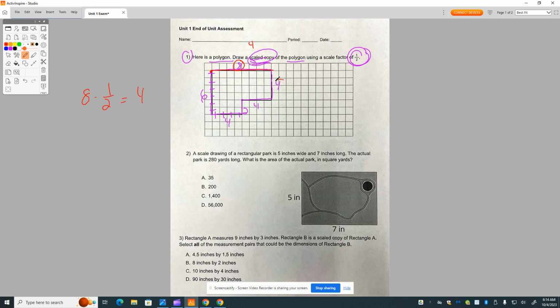And I would do this around every single side of my polygon, so that way when I draw my scaled copy, I know all the lengths of my scaled copy to be able to draw it.